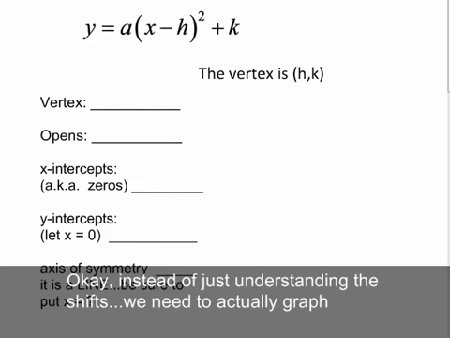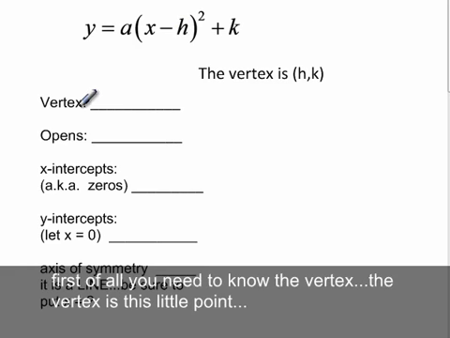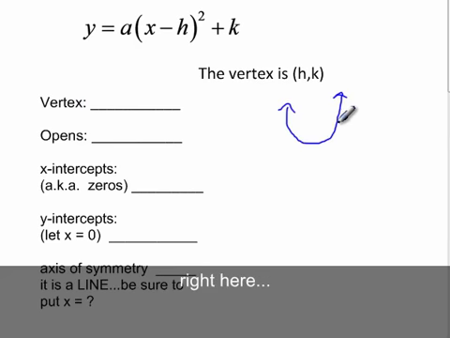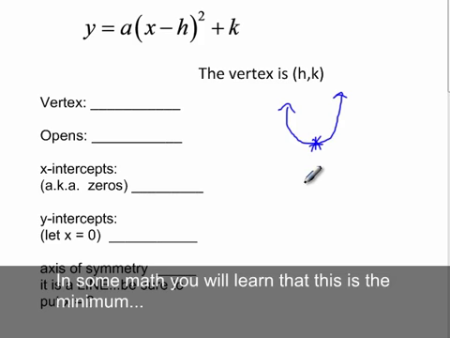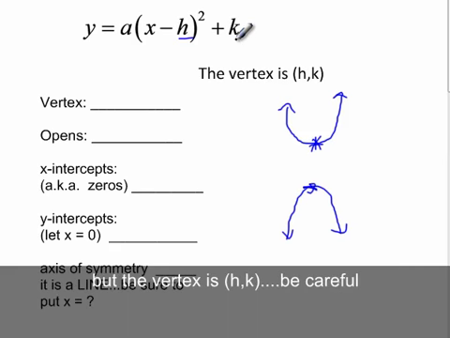Okay, instead of just understanding the shifts, let's say I wanted you to actually graph a parabola that's in vertex form. First of all, you need to know the vertex. The vertex is this little point right here. In other math, you'll learn that this is the minimum, or if it's an upside down parabola, that the vertex is a maximum.